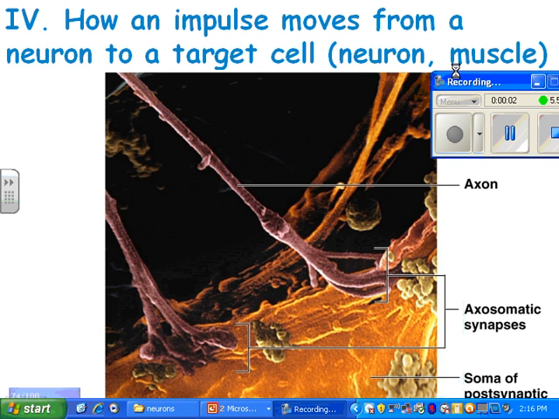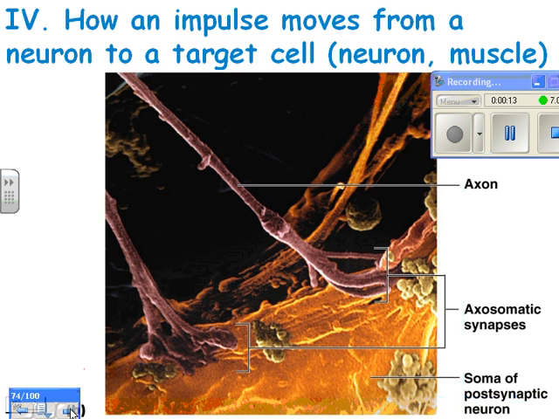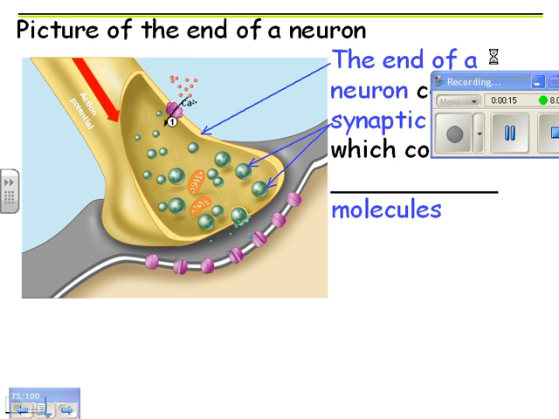How an impulse moves from a neuron to a target cell. A target cell is what the neuron is trying to affect, like a neuron or a muscle or a gland. So here's one neuron, and it's sending information to this second neuron in this case. So this is the picture of an end of a neuron.